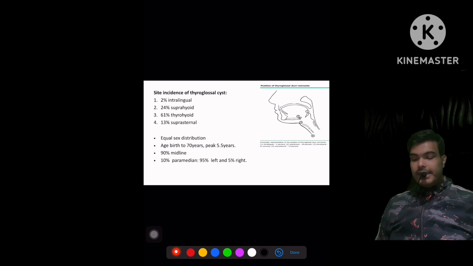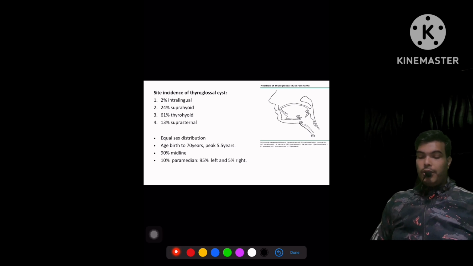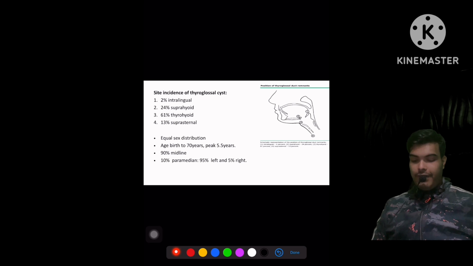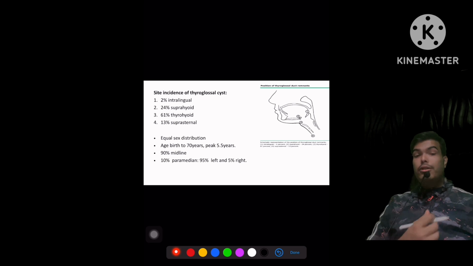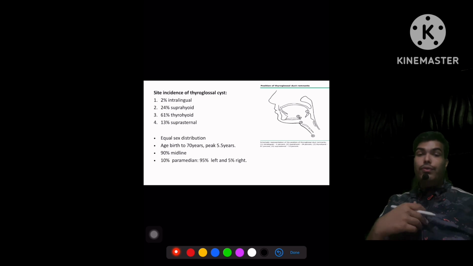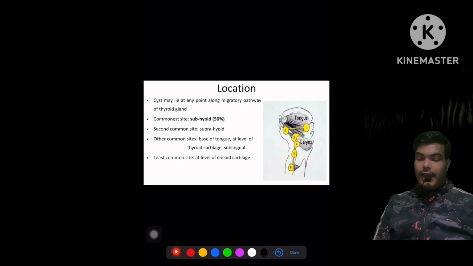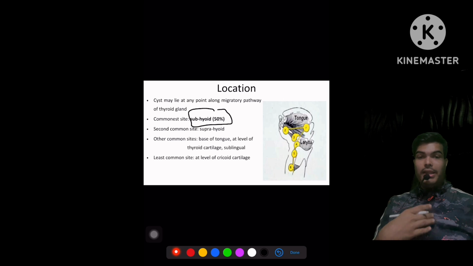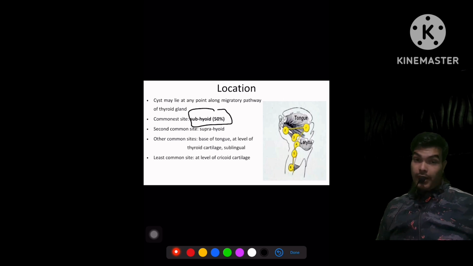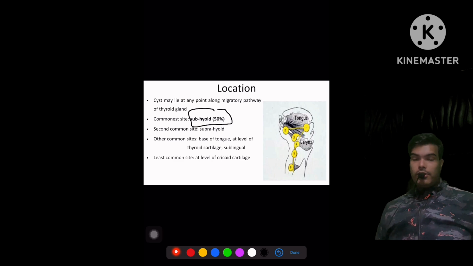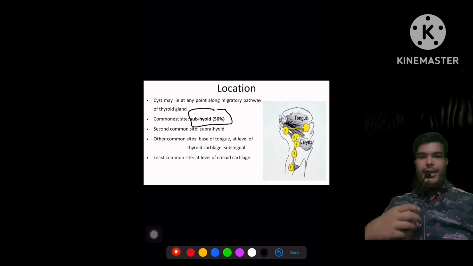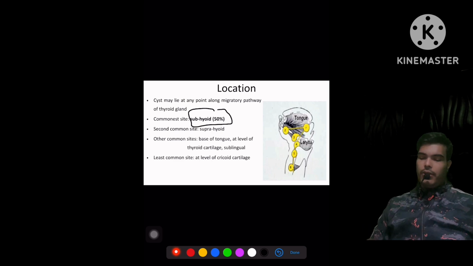So it's an equal sex distribution, from birth to 70 years, peak at 5.5 years, 90% midline. I told you, a midline swelling which moves with deglutition. The commonest site is the subhyoid. As I told you, there is a high communication with the hyoid. Which part of the hyoid? Subhyoid, not suprahyoid. Subhyoid, suprahyoid. It can be intralingual, or it can be at the base of the tongue. There can be various communications.